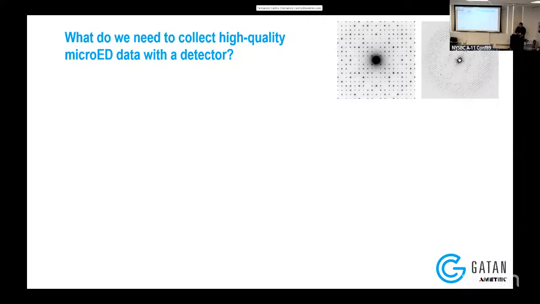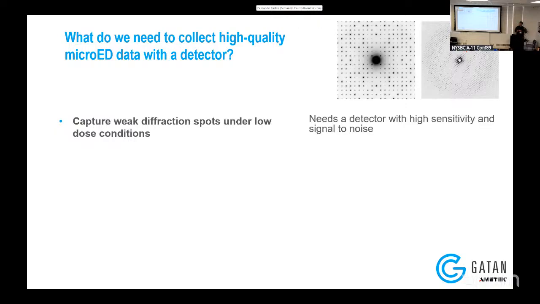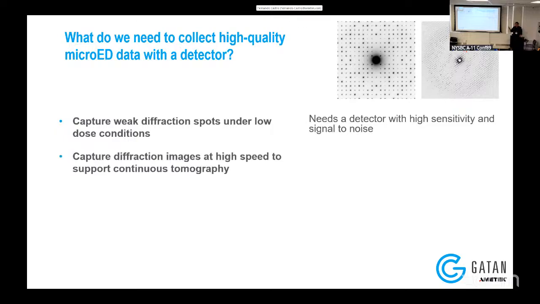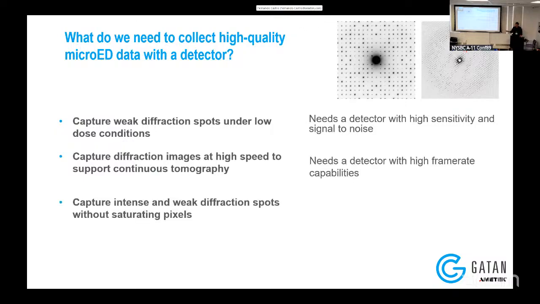If we look at the differences in diffraction patterns and think about what we need to resolve with our detector to do our MicroED experiment, one of the things we need is the ability to capture a weak diffraction spot under low dose conditions, so we don't destroy the sample. So we need a detector with very high signal to noise that's also sensitive. We need to quickly acquire these diffraction images for high throughput, so you need a high frame rate detector.